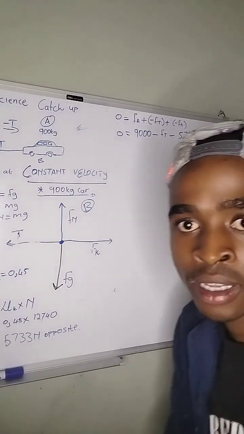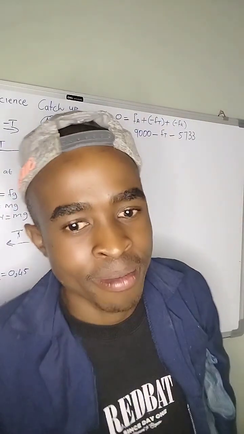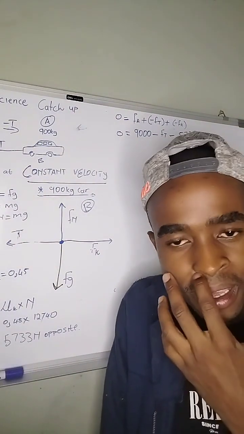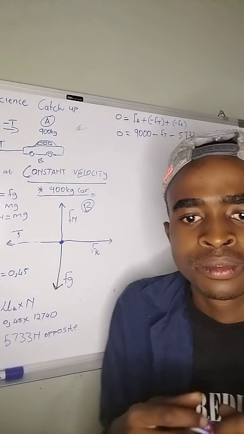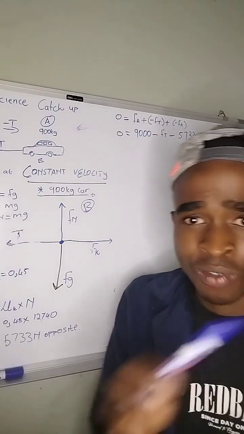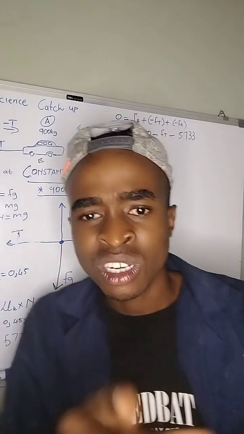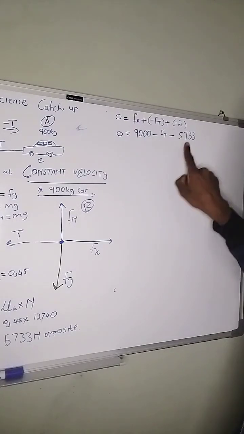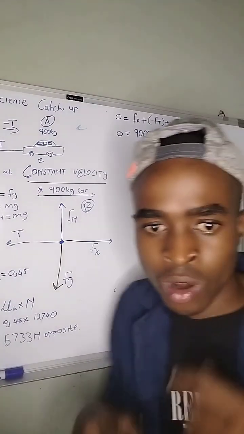So basically, we are shifting our minds from the physical science. We are moving to maths. We are becoming mathematicians. Yes, the direction of motion is positive. What is 9,000 minus 206... 9,000 minus 5,733?